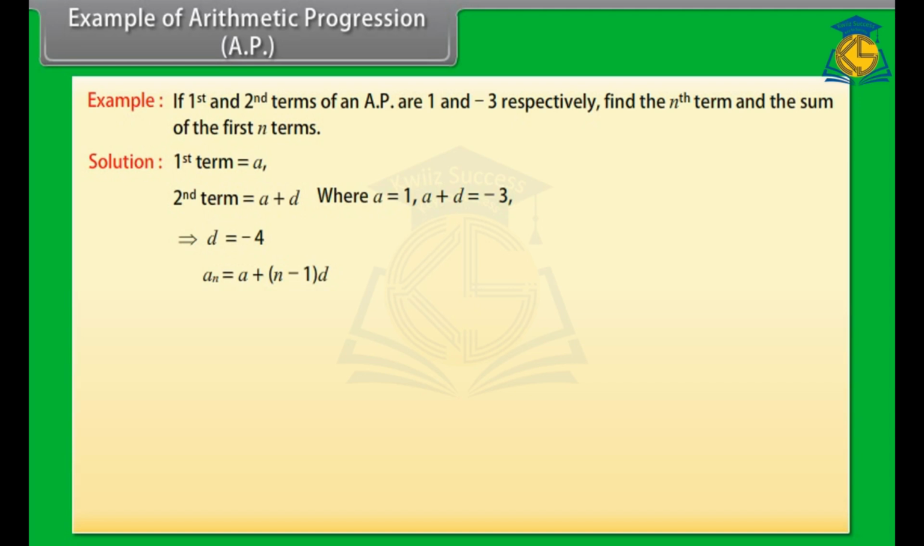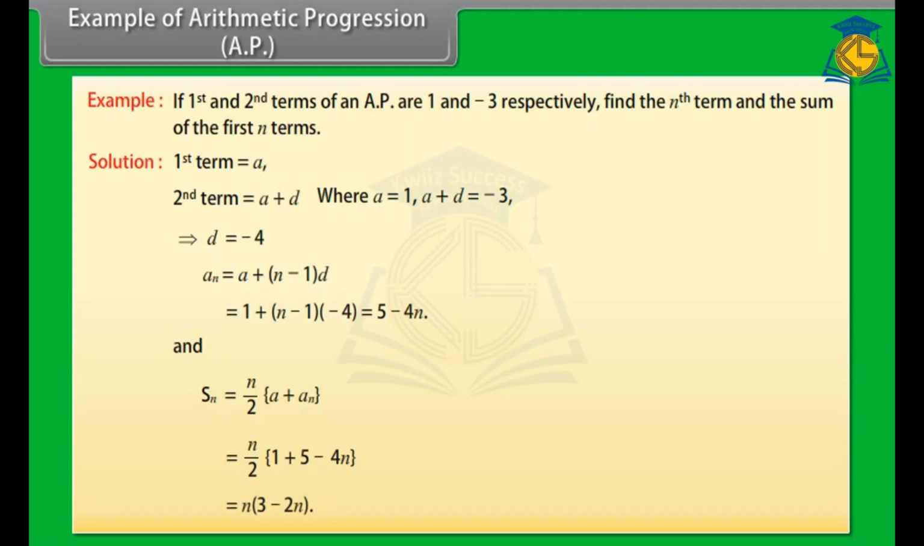An is equal to A plus n minus 1 into D, which is equal to 1 plus n minus 1 into minus 4, which is equal to 5 minus 4n. And Sn is equal to n by 2 into A plus An, which is equal to n by 2 into 1 plus 5 minus 4n. It gives Sn is equal to n into 3 minus 2n.